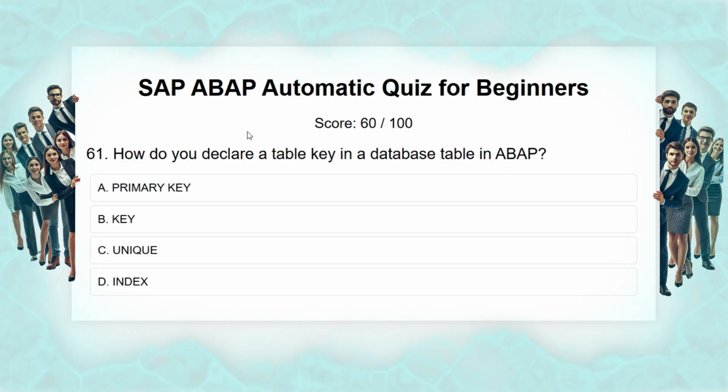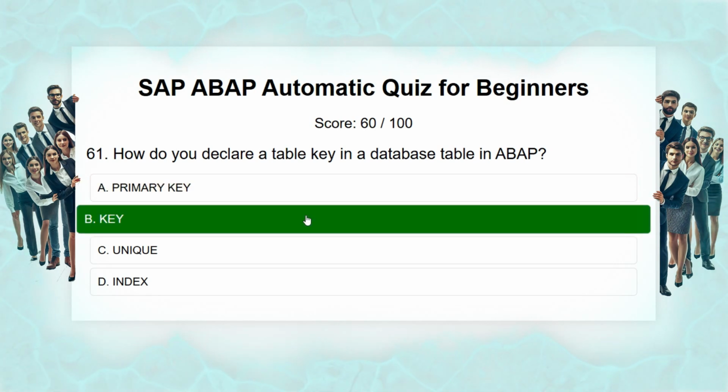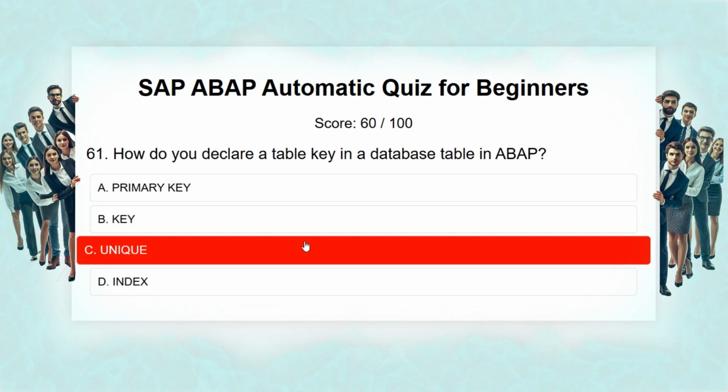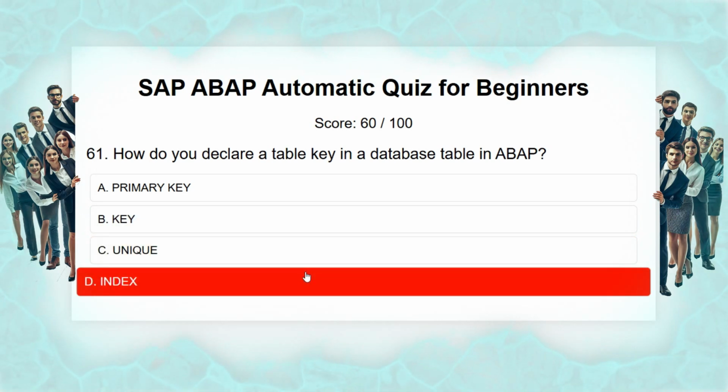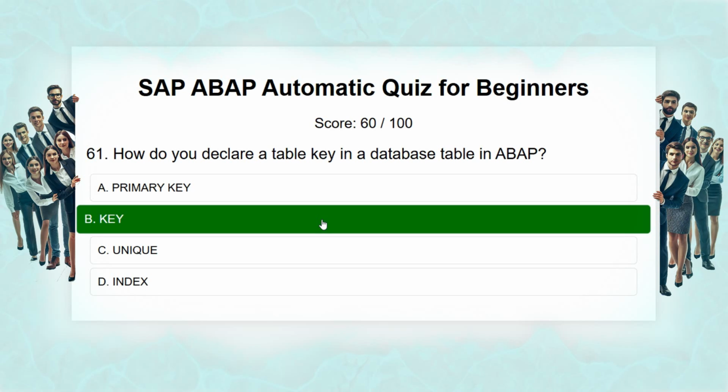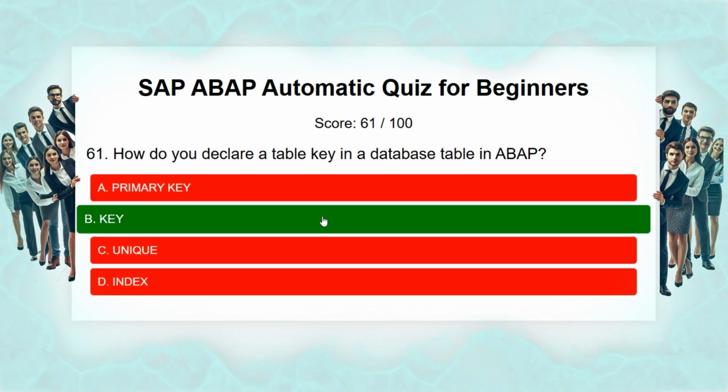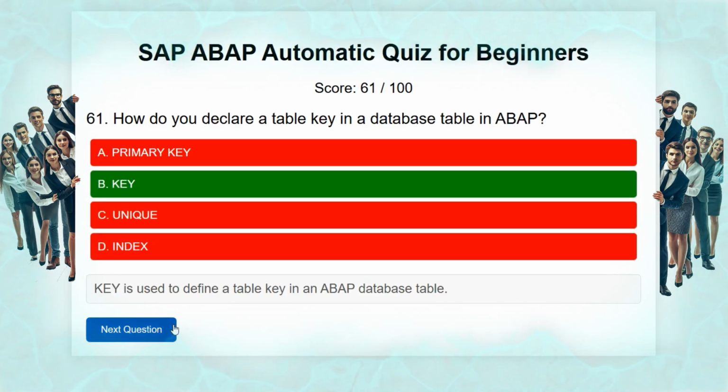61. How do you declare a table key in a database table in ABAP? A. Primary key. B. Key. C. Unique. D. Index. Correct answer. Key is used to define a table key in an ABAP database table.